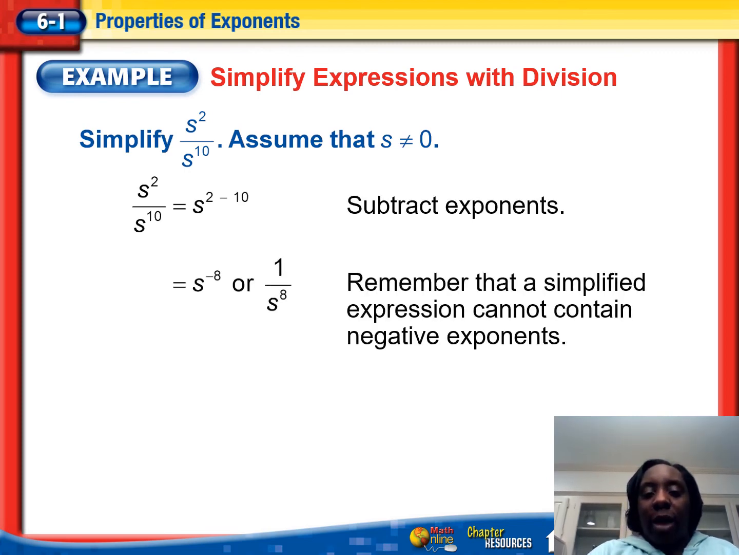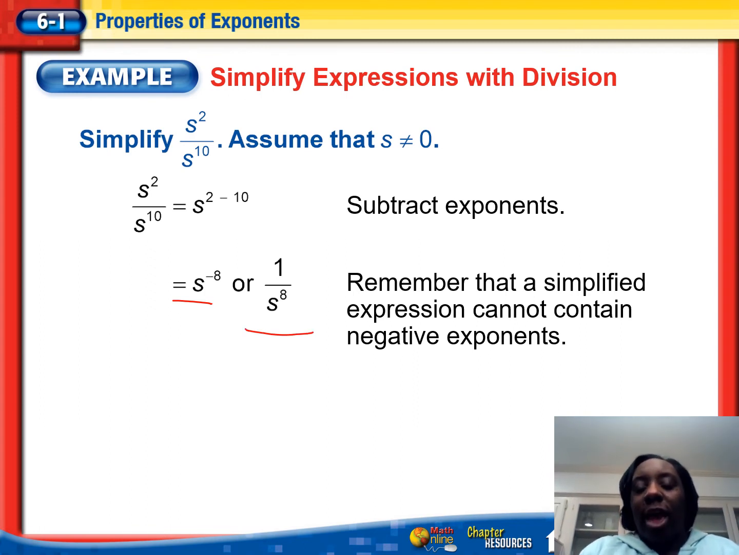So think about it this way. Simplified expressions cannot have negative exponents. Well, it was more in the denominator anyway. So that's how I want you to say it. If you see a negative exponent, it means that it's in the opposite position. So if it's a negative exponent in the numerator, then you need to move it down to the denominator. If it's a negative exponent already in the denominator, move it up to the numerator to make it positive.